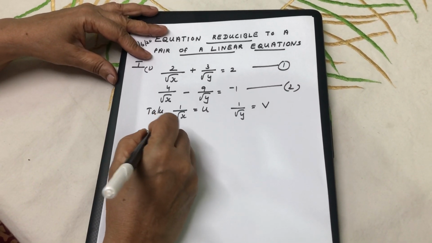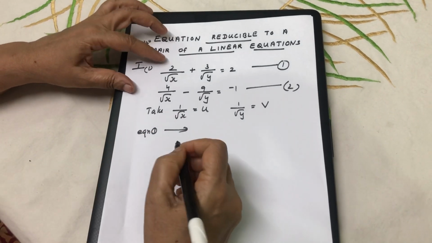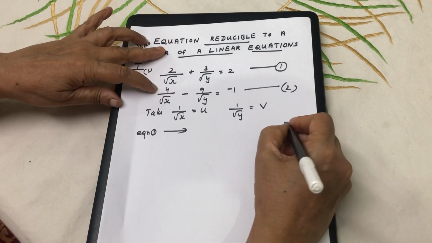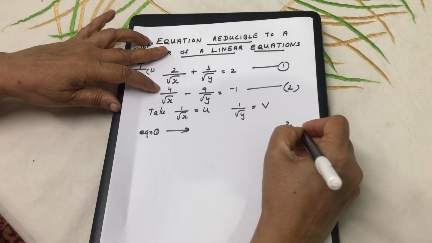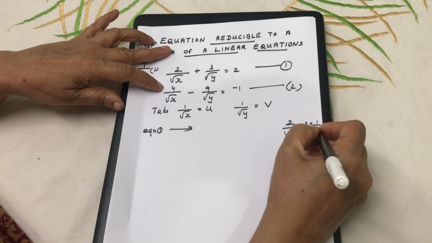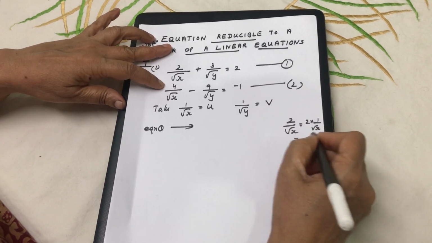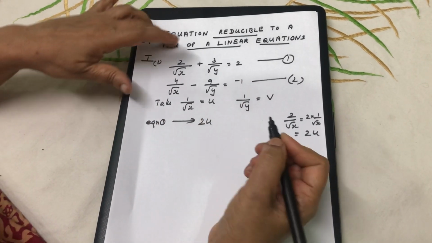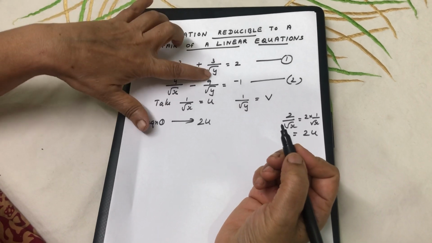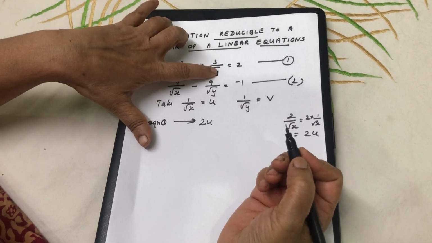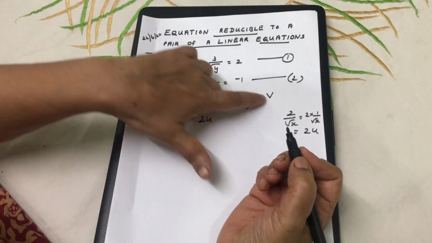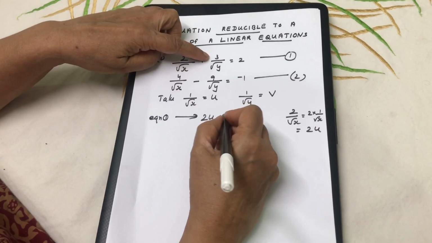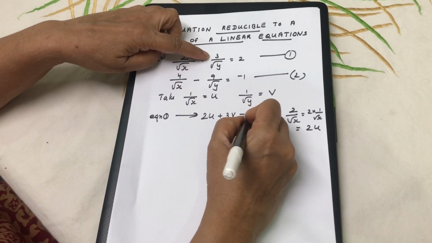Then equation 1, it will become 2 by root x. 2 by root x means it is 2 into 1 by root x. That is, 1 by root x is u, so it is 2u. So 2u plus 3 by root y, 3 into 1 by root y. 1 by root y is v. Therefore, this is plus 3v equal to 2.